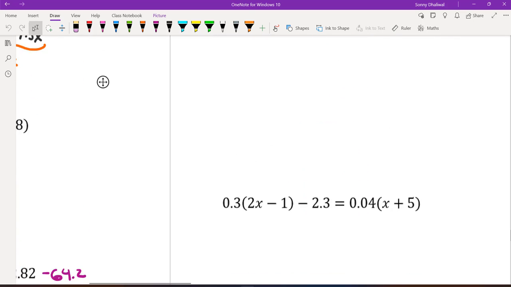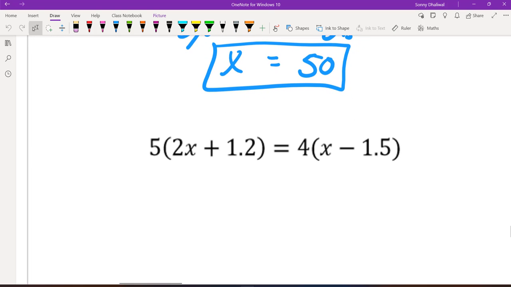So let's do this one here. Then we'll go on to the concepts for today. So when solving, we need to get rid of the brackets. We use a distribution property. We take the number from the outside and we multiply it to everything on the inside. So you go 5 times the first term. So 5 times 2 is 10x. And you times it to the next term. What do we have there? 5 times 1.2 should be 6.